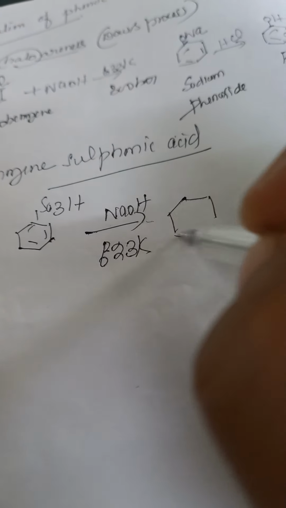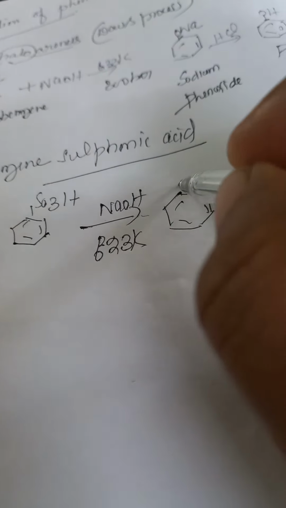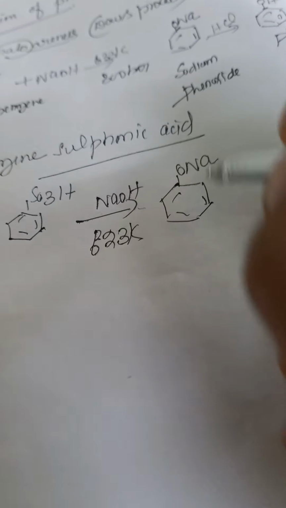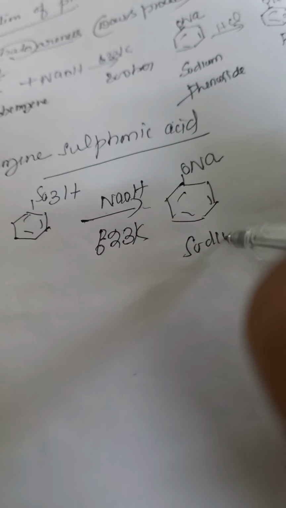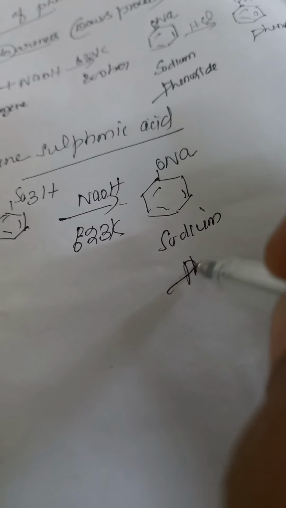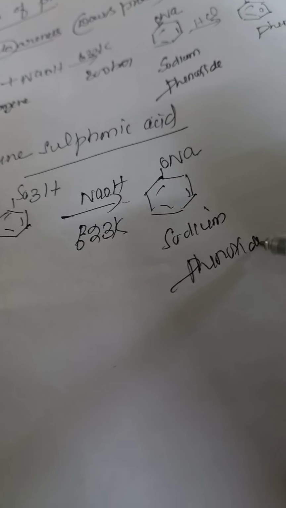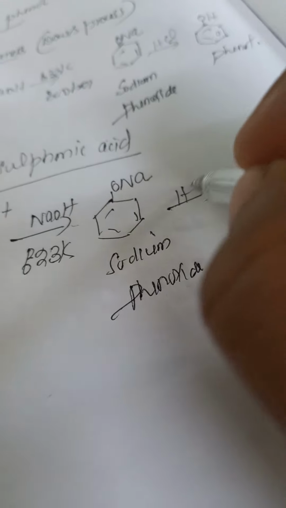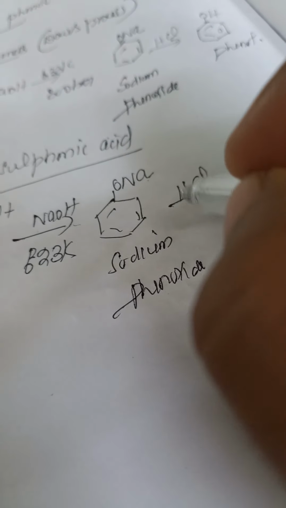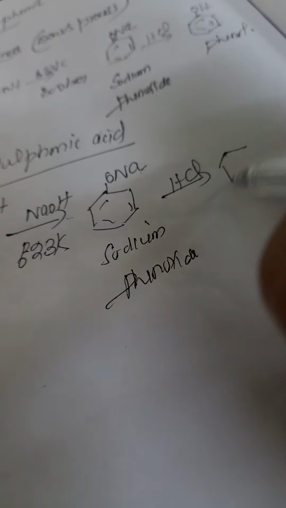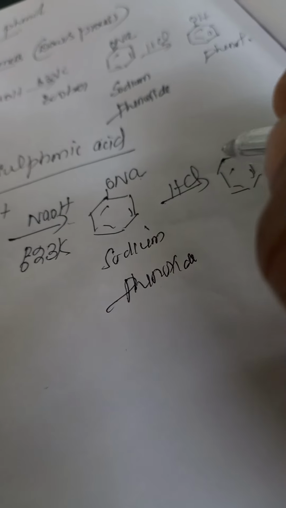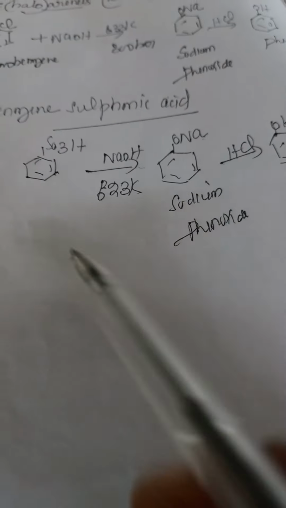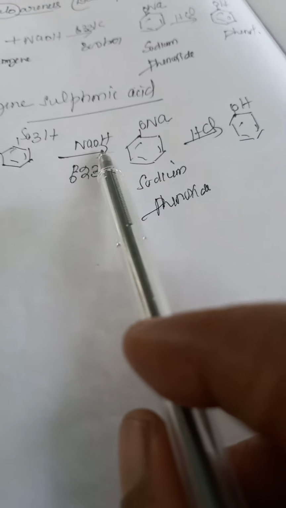Here ONa is replaced. This is sodium phenoxide, and this is treated with HCl. NaCl is removed, H is replaced there. So we are getting phenol. Okay. Third preparation, benzene sulfonic acid with sodium hydroxide, sodium phenoxide with HCl, phenol is got.